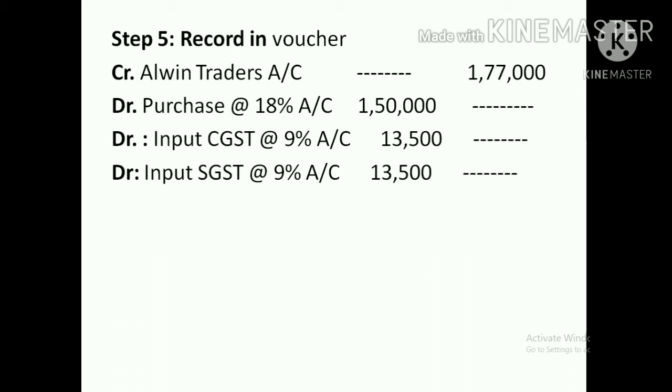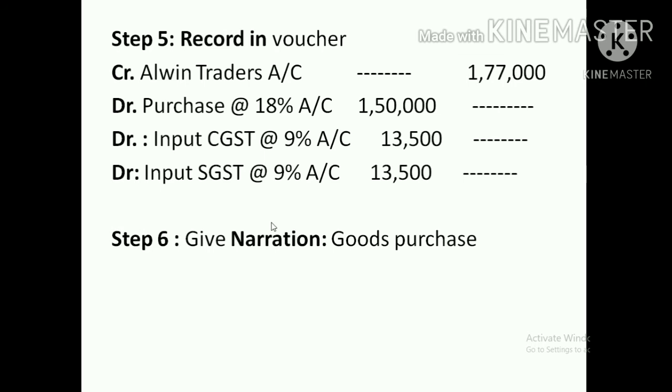Input tax. Then the SGST and CGST are created when it's intra-state, nothing but when you have purchased within the state. If you purchase outside the state, that time IGST is going to be created. I have one example for that also, we'll discuss it later. Then give the narration, then press enter.